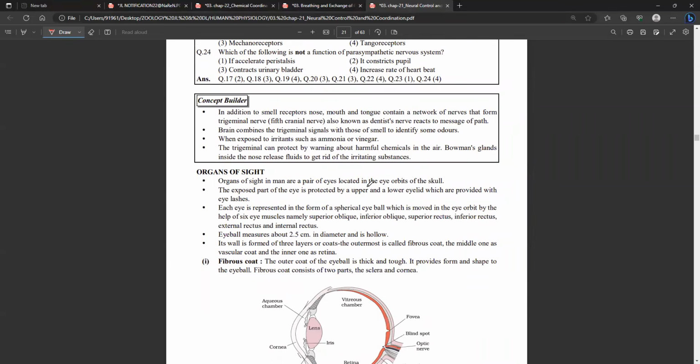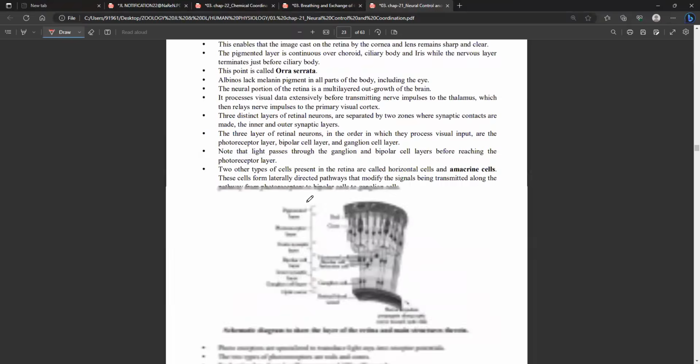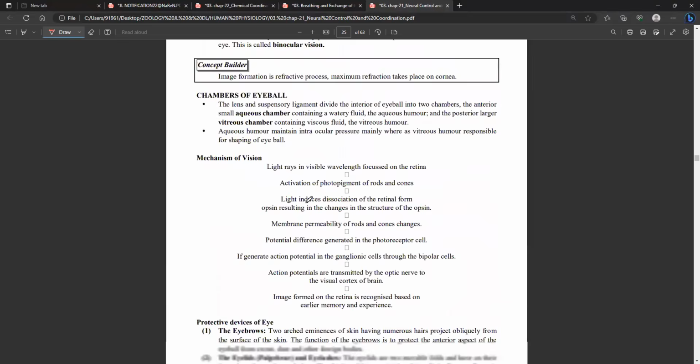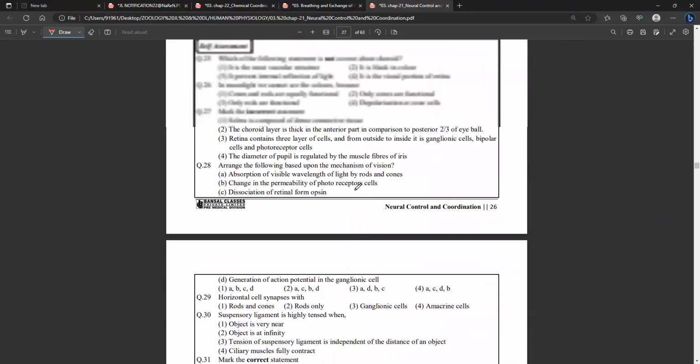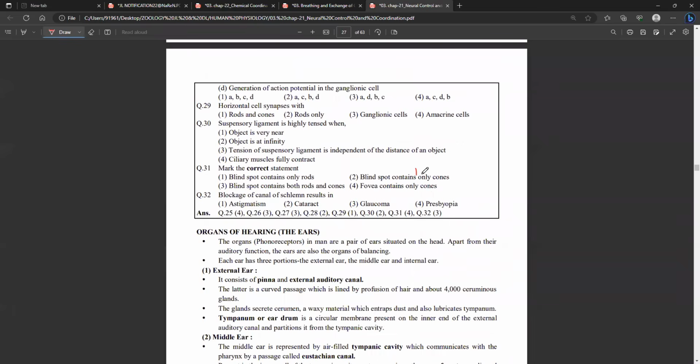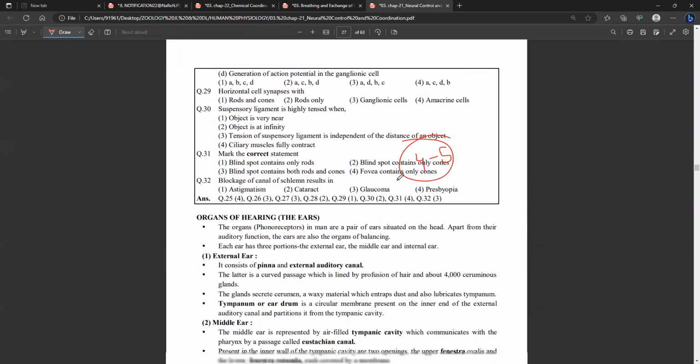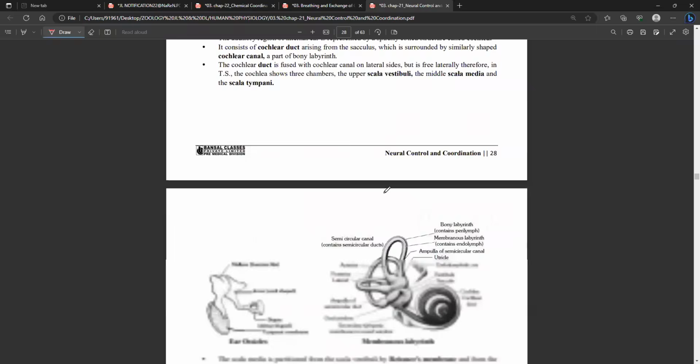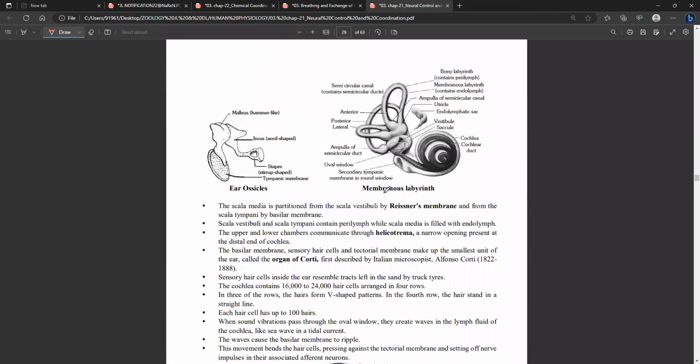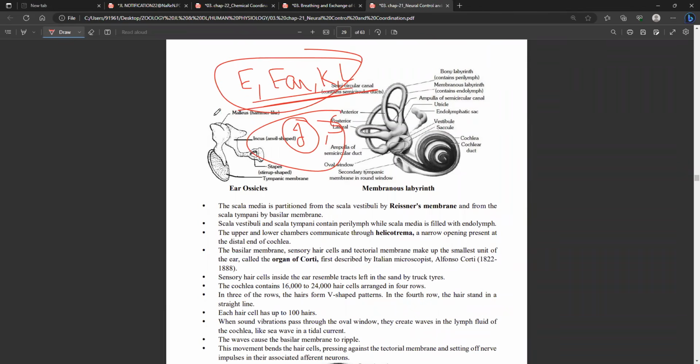But friends, apart from the nervous system, it is very important that you focus on the eye, skin, and ear. Compulsory, I want you to focus. Trust me, from eye and ear only, you can expect more than 4 to 5 questions. You can leave other organs like skin, testes, ovary, but don't leave eye, ear, kidney, liver. Don't leave these 4 organs. In the histology part I am talking about, you can leave the intestine, you can leave the skin also, but don't leave these 4 organs.